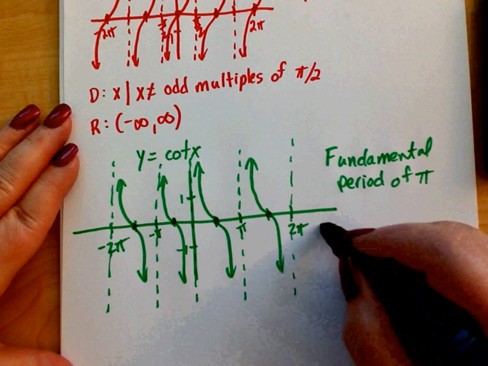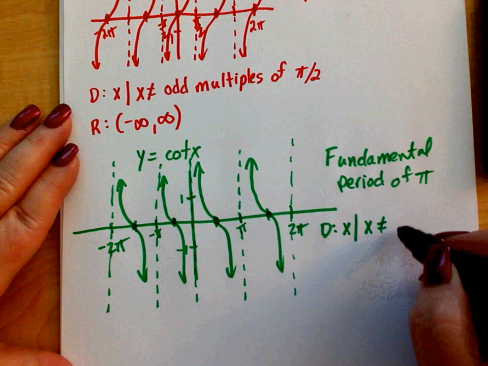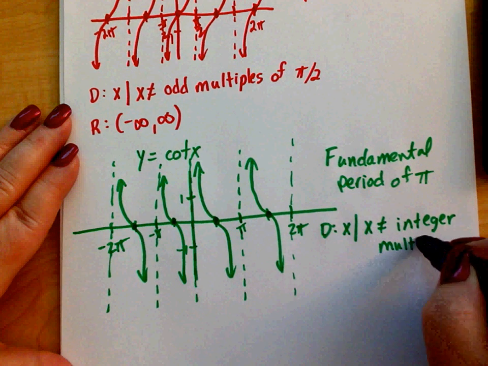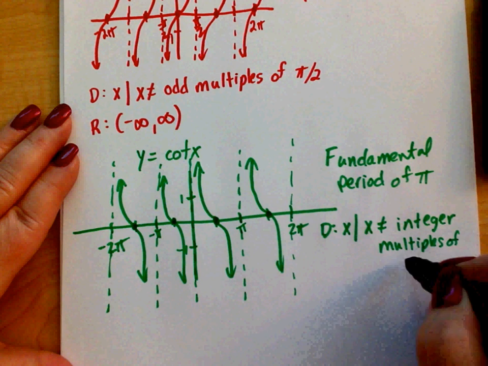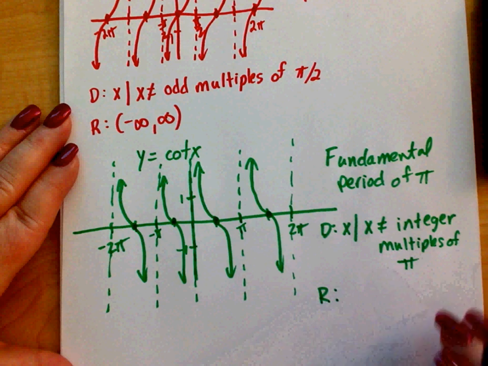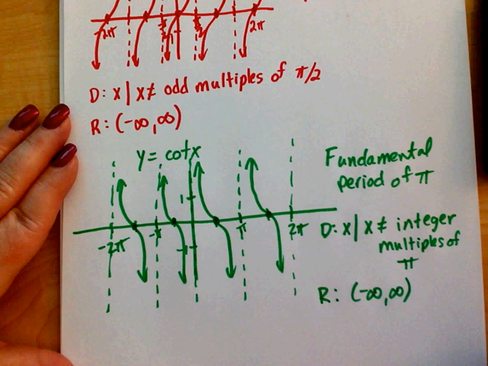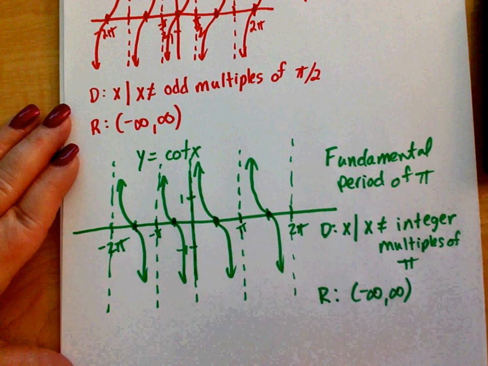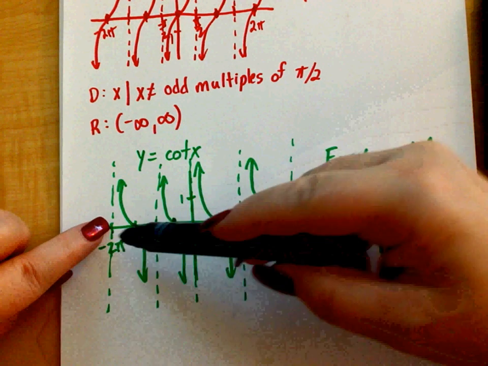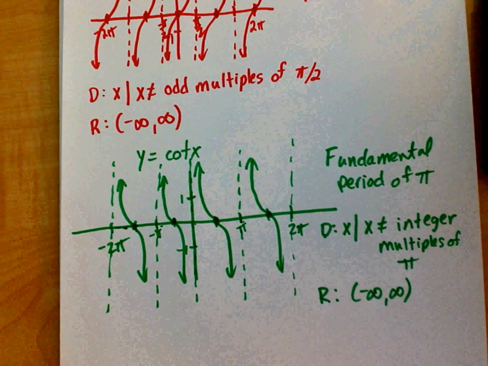We could say that it has a domain of x such that x does not equal integer multiples of pi. Its range is going to be from negative infinity to infinity, or you could say its range is all real numbers. If they were to ask you, where do the vertical asymptotes occur? Well, they occur at integer multiples of pi, because you have negative 2 pi, negative pi, 0 pi, 1 pi, 2 pi. And that is tangent and cotangent.